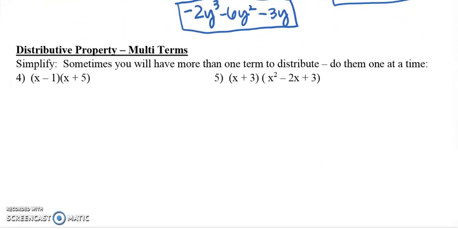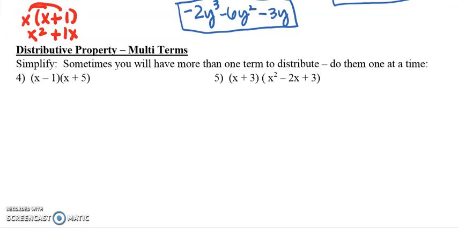Remember, if I'm going too fast, rewind, go back, pause it, do what you need to do. It's all about you. Sometimes you'll have more than one term to distribute. Now, some people get really confused about this. So let's remember, if I had, and you do not need to write this red part down, x times x plus 1, I say this is x squared plus 1x. So you literally took this and multiplied it times each thing, right?